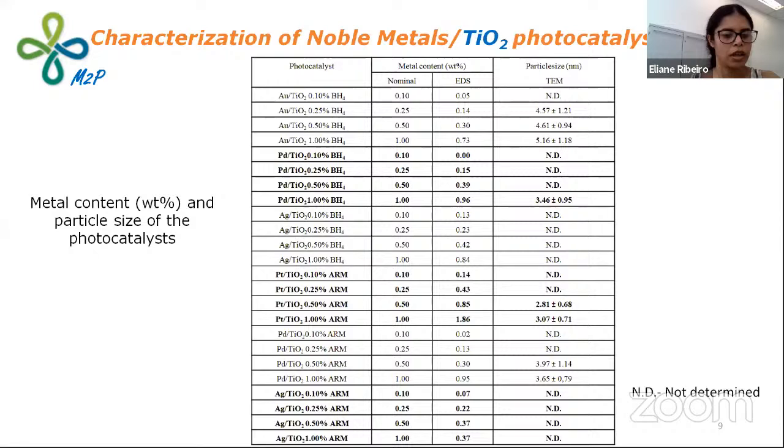The samples were characterized by energy dispersive X-ray spectroscopy in order to determine the content of metal present in the photocatalysts. Unfortunately, the EDS analysis was performed in a semi-quantitative method, and the values obtained by EDS differ from the nominal values, probably due to the low concentration of the metals in the samples. However, it could be observed that the amounts of the metals increase with the increase of their nominal values.